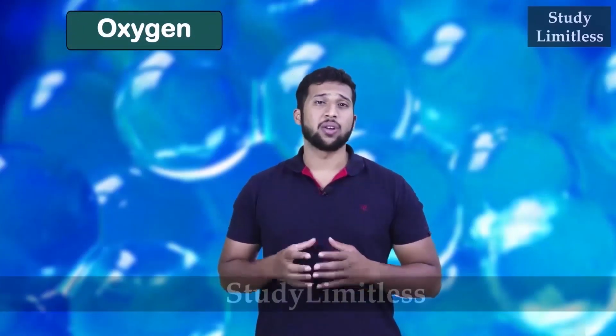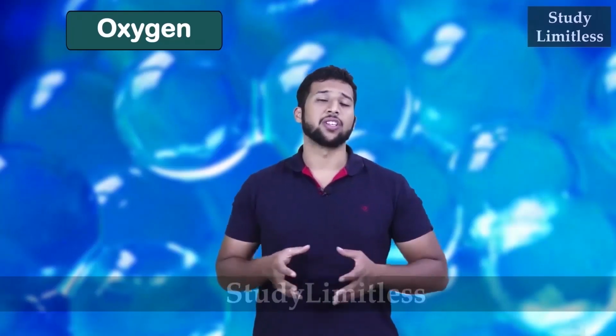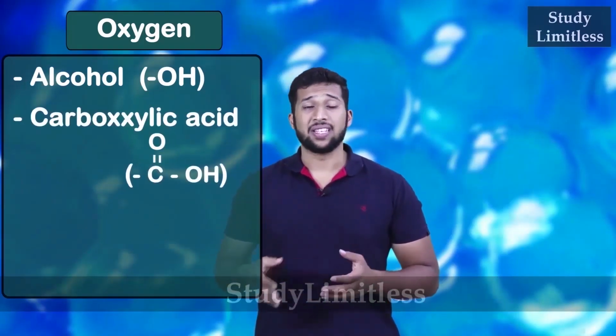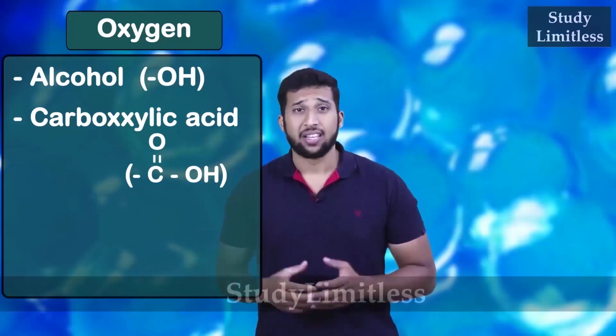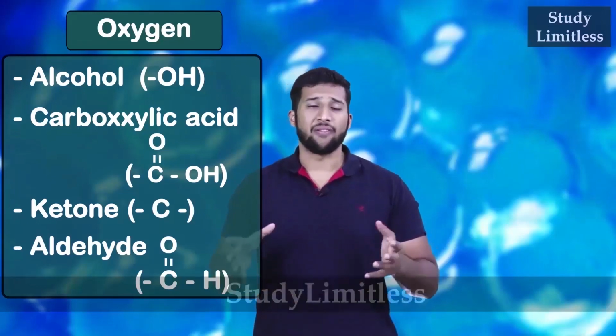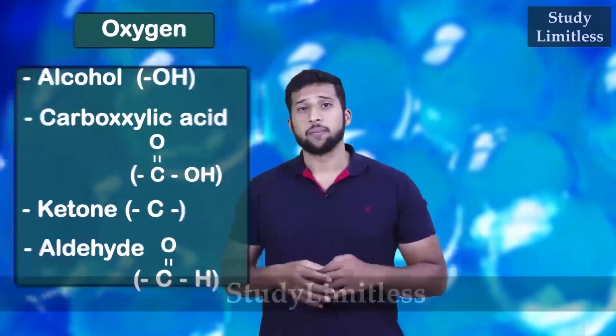Now, oxygen is usually not directly attached, but when it is attached, it is in the form of a functional group. This functional group may be either alcohol, which is OH, carboxylic acid, which is C double bond O OH. Then you have ketone, you also have aldehyde. So these are functional groups, and these functional groups also give the basic carbon chain a new property and some new characteristics. And in today's drug chemistry, these functional groups have a major role to play, as every functional group has certain properties.